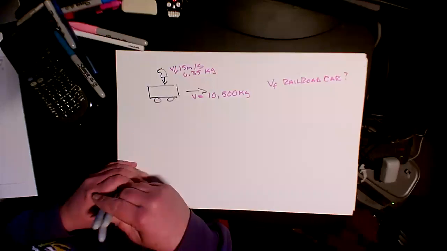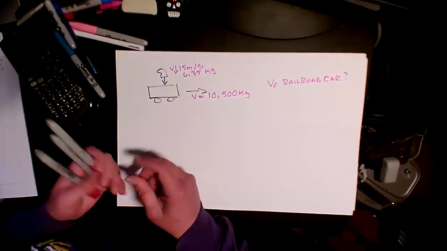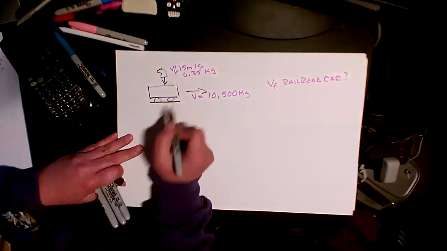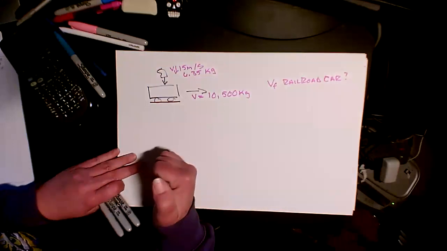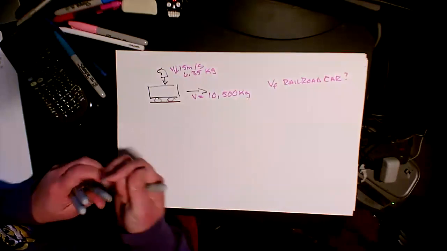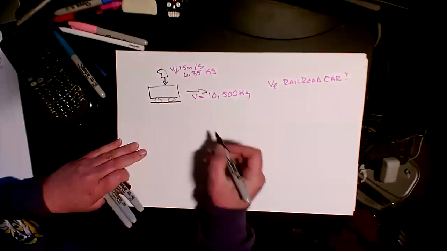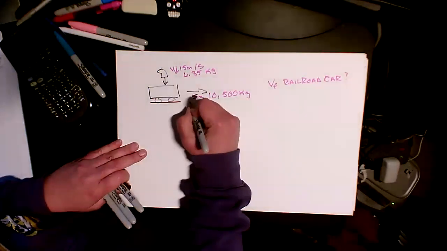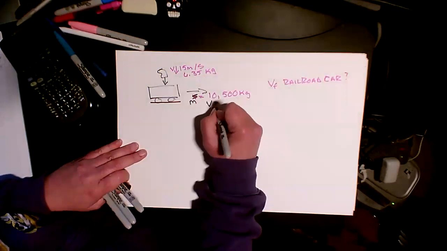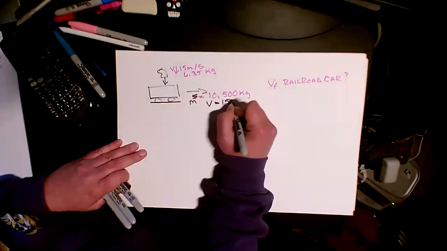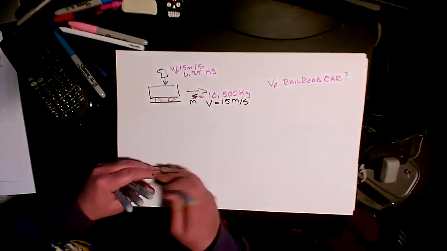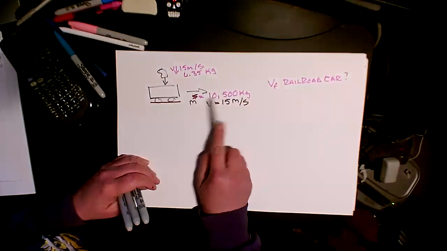So let's look at dropping something into a moving railroad car. I guess I could put railroad tracks underneath there to make it more of a complete picture. So my car is moving along this way, and it has a mass of 10,500 kilograms. It has a velocity of 15 meters per second. So it has an initial velocity of 15 meters per second, and that's its mass.